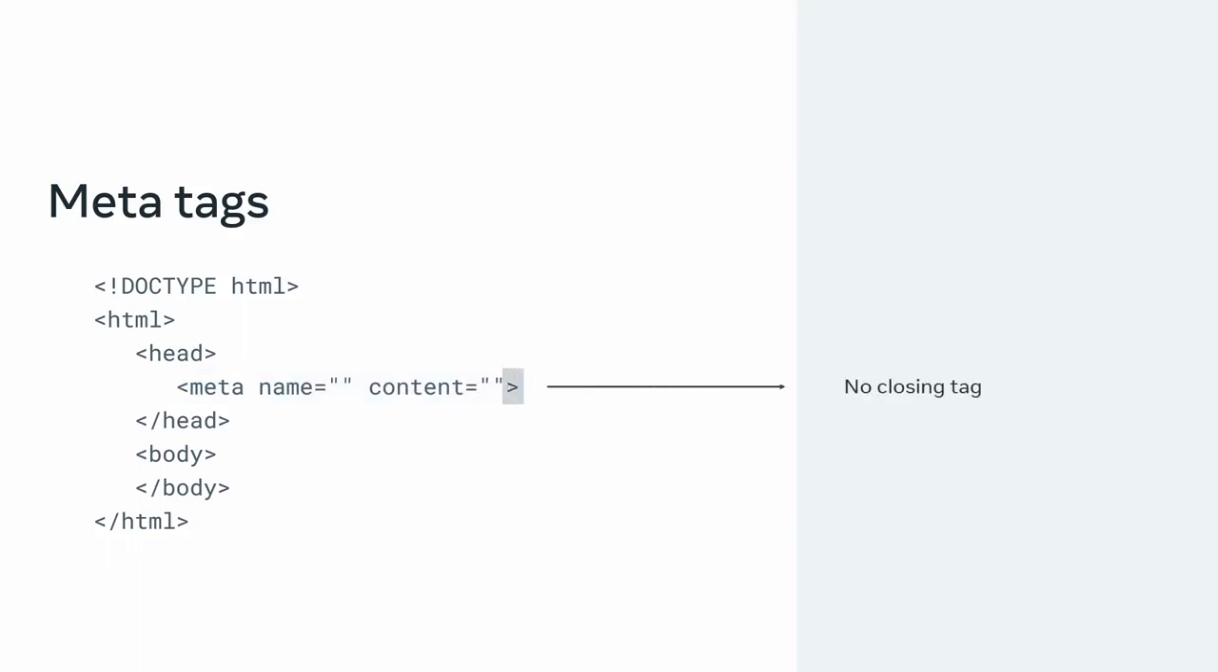Note that there is no closing tag for the meta tag. The meta element has two attributes, name and content. The name attribute specifies the name of the metadata, and the content attribute specifies the value of the metadata. Let's examine some examples of metadata.